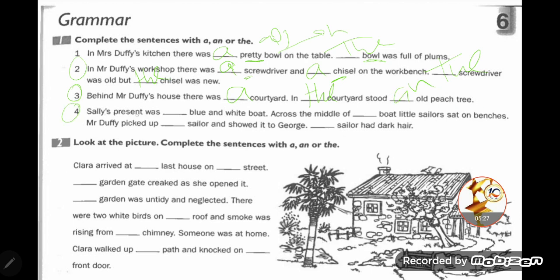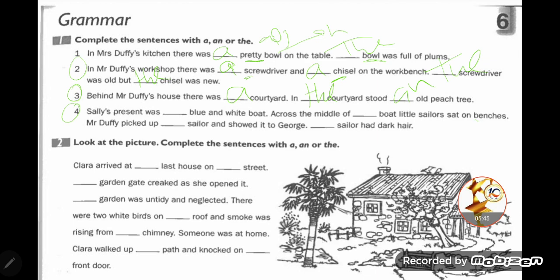Number 4, Sally's present was blue and white boat. Across the middle of boat, little sailors sat on benches. Mr. Duffy picked up sailor and showed it to George. خلينا نيجي هلا one by one.